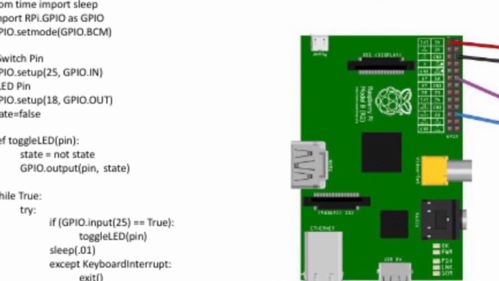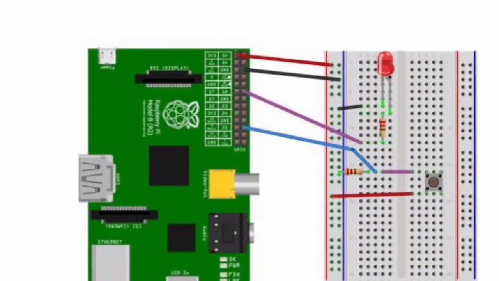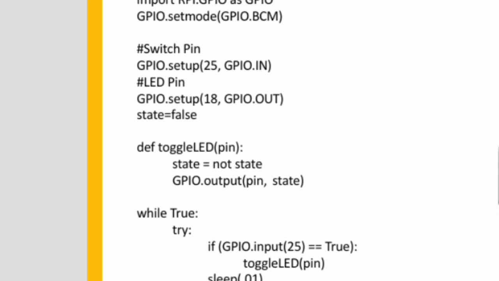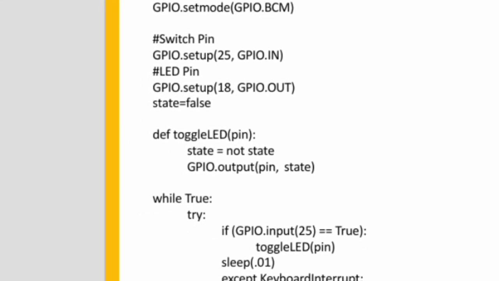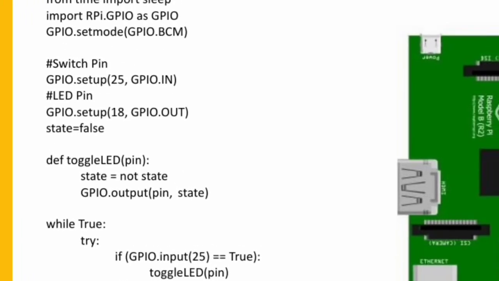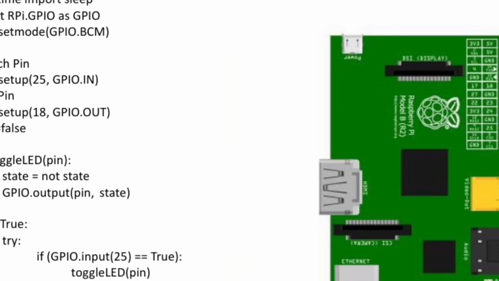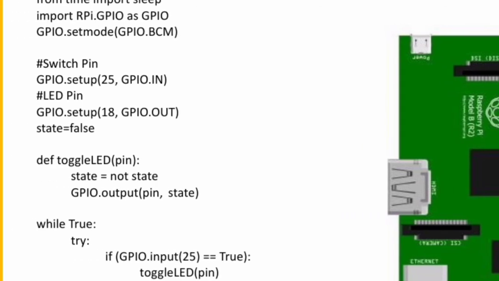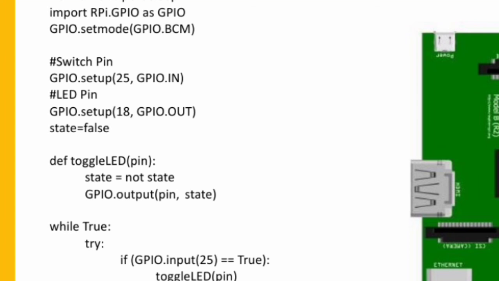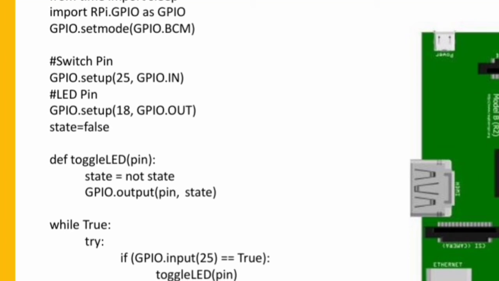Interfacing an LED and switch with Raspberry Pi. Here, from time import sleep; this is how we are interfacing the LED and switch with the Raspberry Pi. This is the logic we are using here. While True, try: if GPIO input 25 equals True, toggle LED pin, sleep 0.1; except KeyboardInterrupt, exit. This is the little code part.